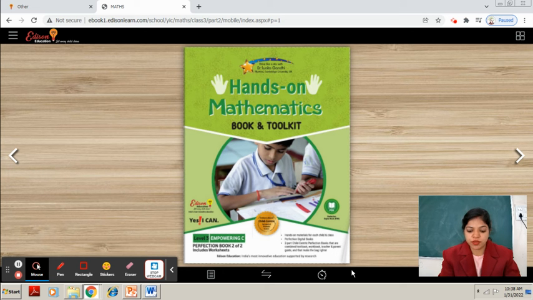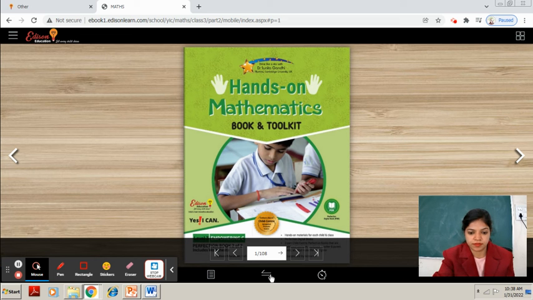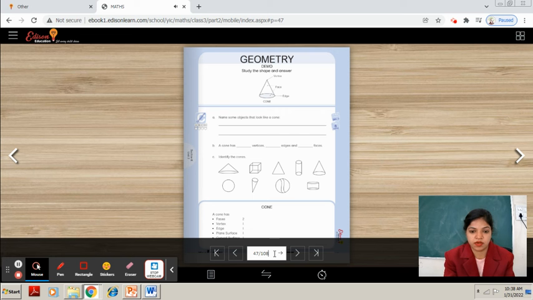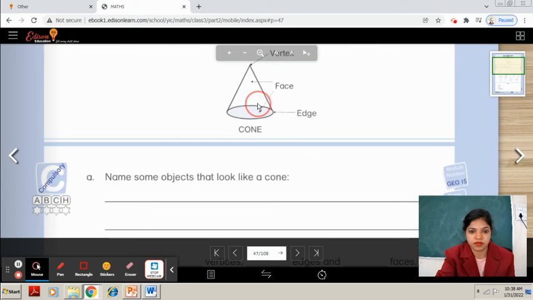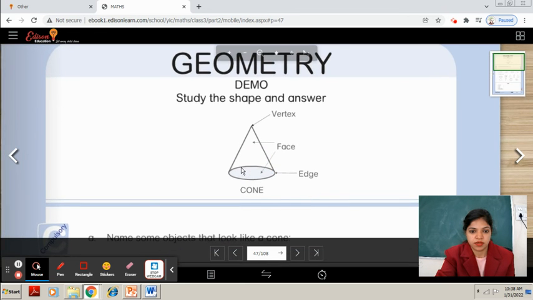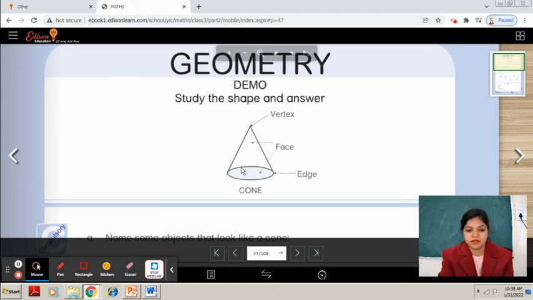Take out your book. Take out page number 47. Shall we start?